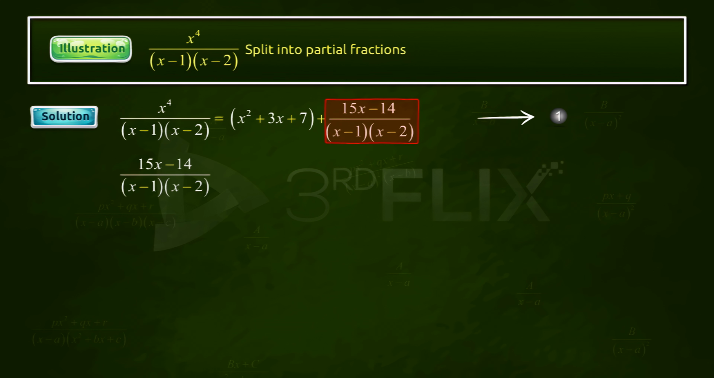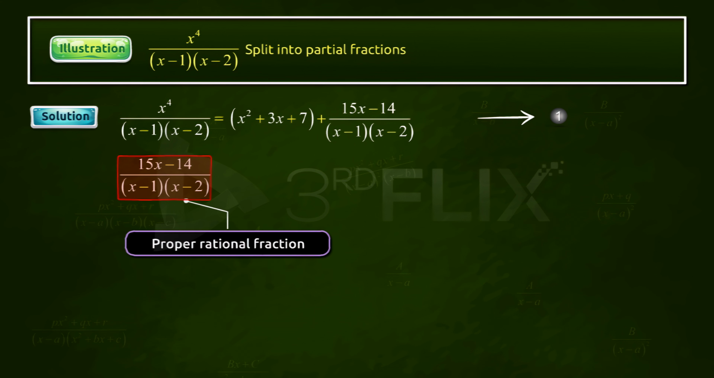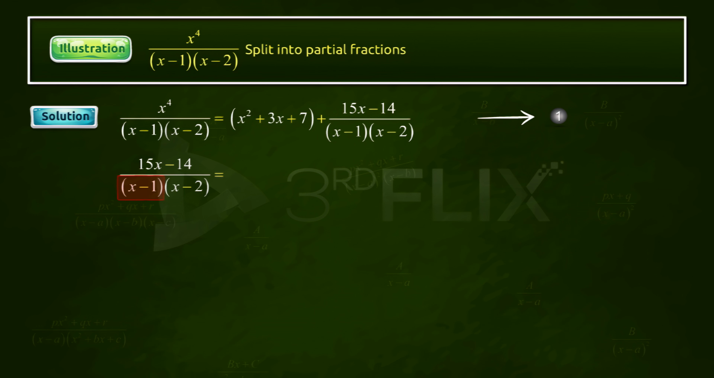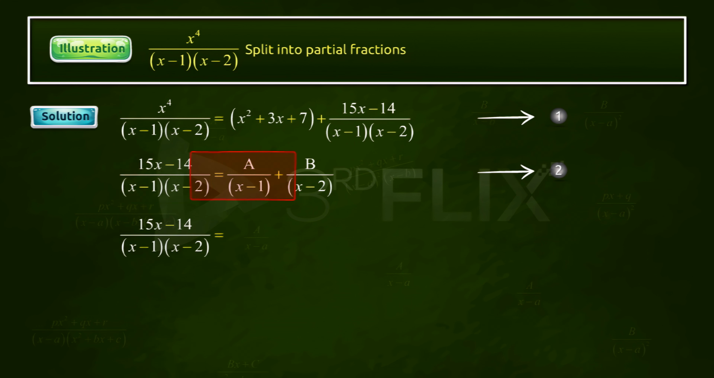Let us take down the fraction, which is a proper rational fraction containing non-repeated linear factors. Partial fraction is A/(x - 1) + B/(x - 2). Take this as equation 2. On cross multiplication on RHS, (A(x - 2) + B(x - 1))/((x - 1)(x - 2)). Eliminate the denominators and write down the numerators.